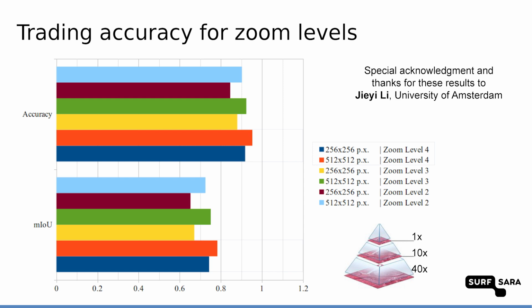So zoom levels are the ones from the pyramid. Actually, it's 4, 3, 2. You would think, why isn't it 1, 2, 3? Because actually, there are 8 zoom levels going from 40x to 1x. I just represent here 3 of them. But now, in this analysis, we pick zoom levels 2, 3, and 4. And what you can see is that the best performance, the best accuracy, is obtained by having the largest patch on the largest zoom level.